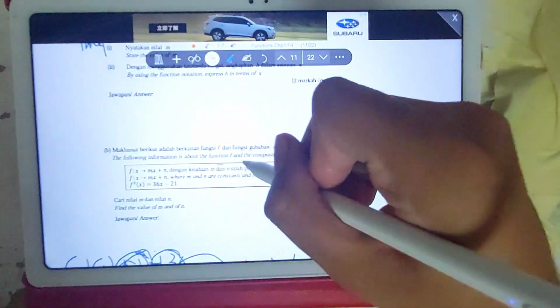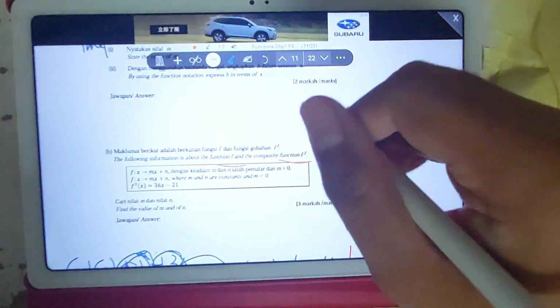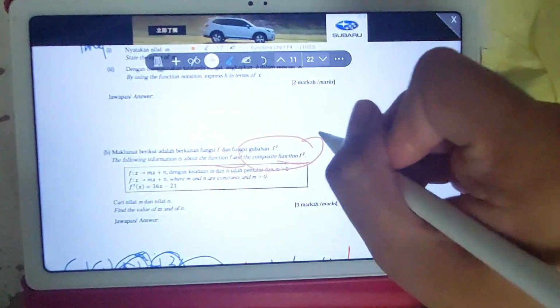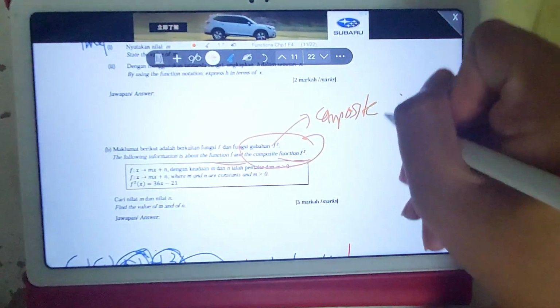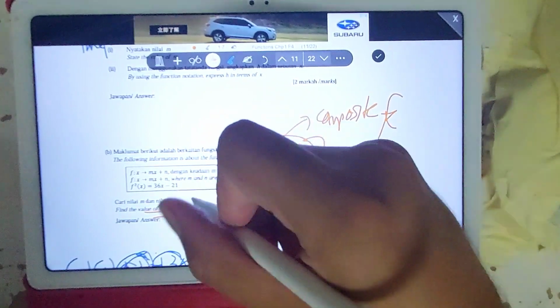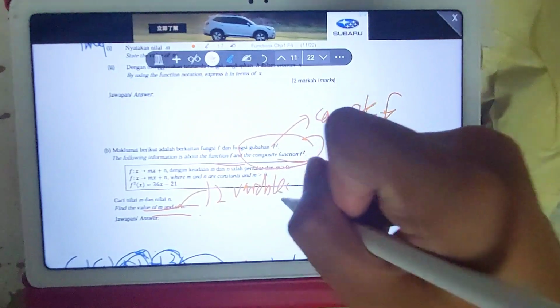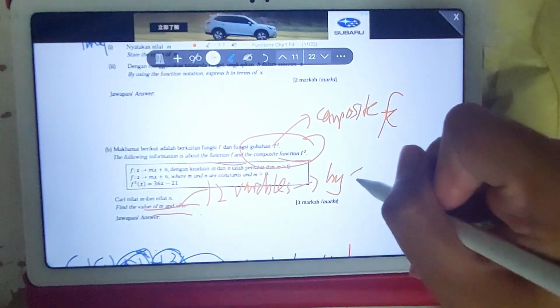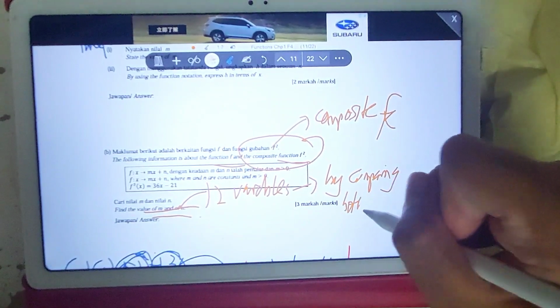So part B, they gave you a function f and a composite function of f squared. So you must be thinking already, you have to involve your knowledge of composite functions. And then they say find the values of m and n. So whenever I see they ask you to find two variables, you're always going to apply one method called comparing both sides of the equation.